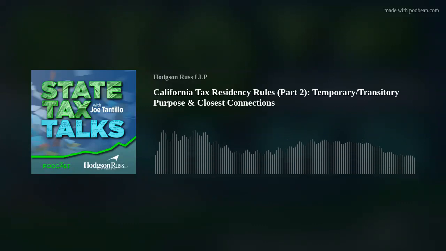But the idea is that you break the review of these closer connections factors into a few different buckets. You don't prioritize any specific factor. You look at all these things comprehensively. There are recurring factors, Joe, that we see popping up in audits and in cases that taxpayers would be really wise to keep an eye on.